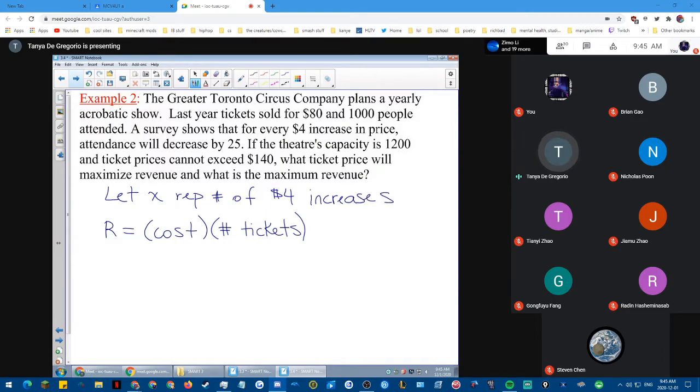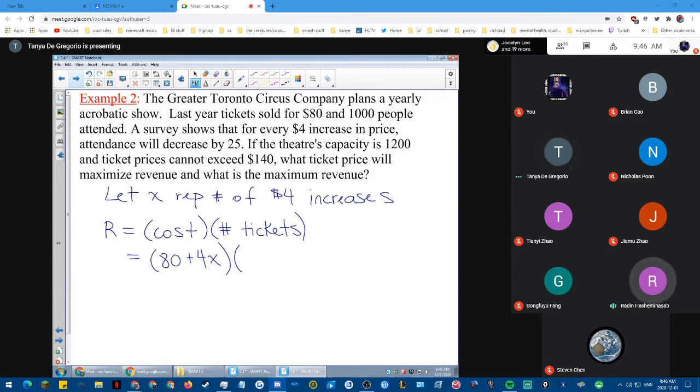We know that if I increase the price by $4, less people are gonna attend. 25 less people will attend. So the cost right now of the ticket is $80. But we're gonna add some increment of $4. We don't know how many times we're gonna add $4, so it's $4 times the number of times we increase it. Well, my number of tickets right now is 1,000. 1,000 people is what came last year.